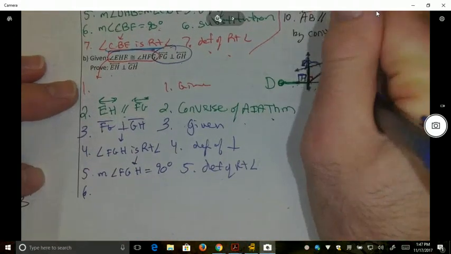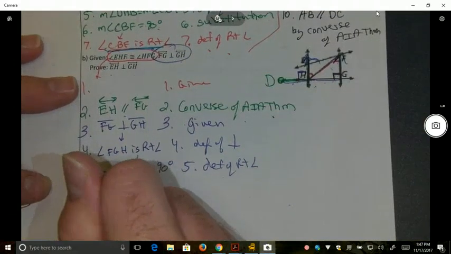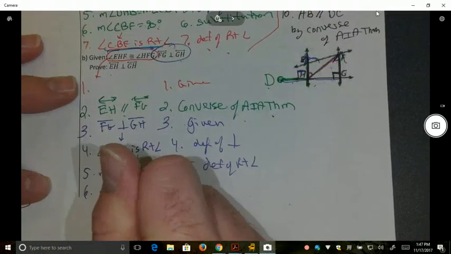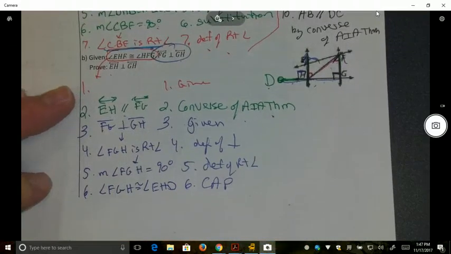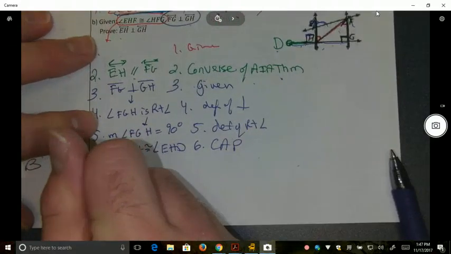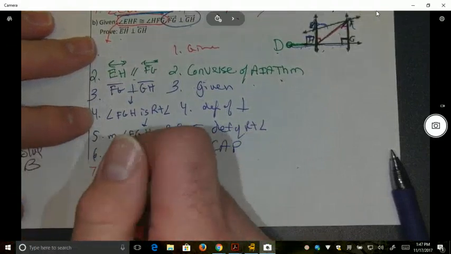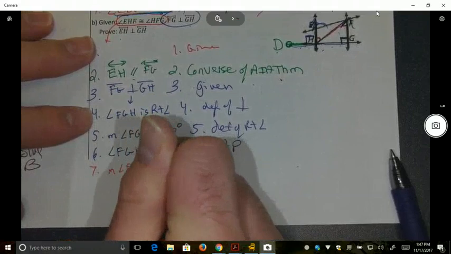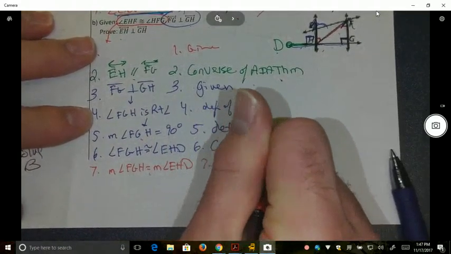I know that because I see the letter F. So angle FGH is congruent to angle EHD. And I know that because they're corresponding angles, so that's the corresponding angles postulate. Since they're congruent, I can say the measure of angle FGH, well, we already know FGH is 90. We can say the measure of angle FGH equals the measure of angle EHD because they're congruent, so the reason is definition of congruence.